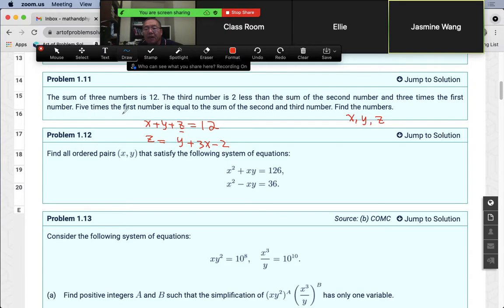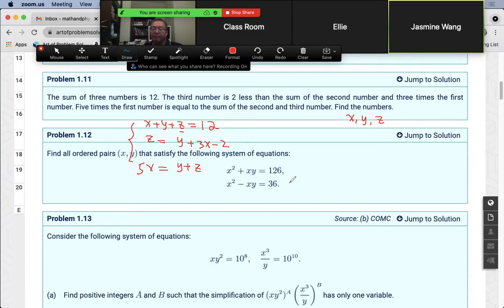So 5 times the first number is equal to the sum of the second and third number. So the first number, that's x. 5 times the first number, so that's 5x equals the sum of the second one and the third one. Okay, you got 5x equals y plus z. Then they ask you to find these 3 numbers.